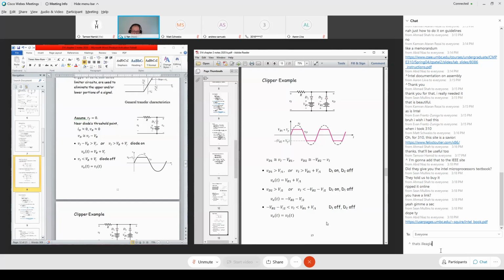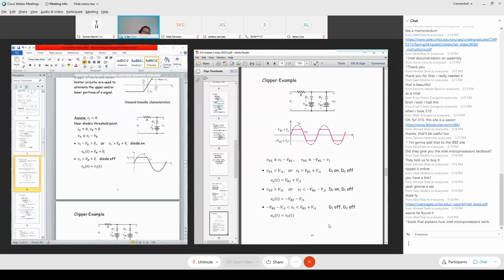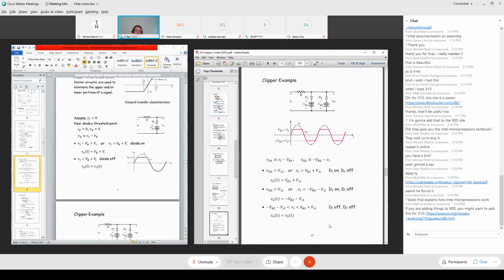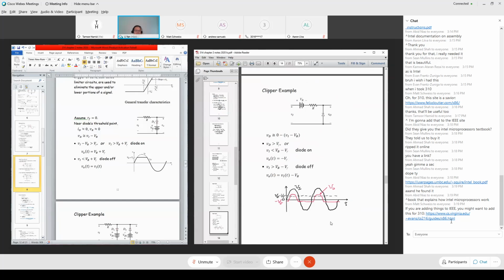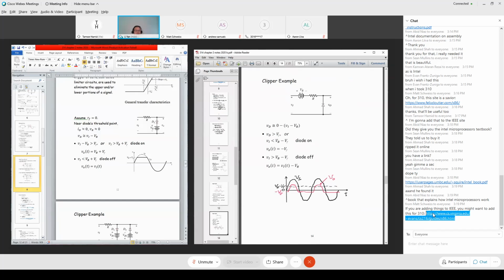Any questions for the clipper circuit? Okay, so this is another functionality of a diode circuit, the clipper circuit. Let me give you another example. In this configuration, the location of the battery and diodes changes around.